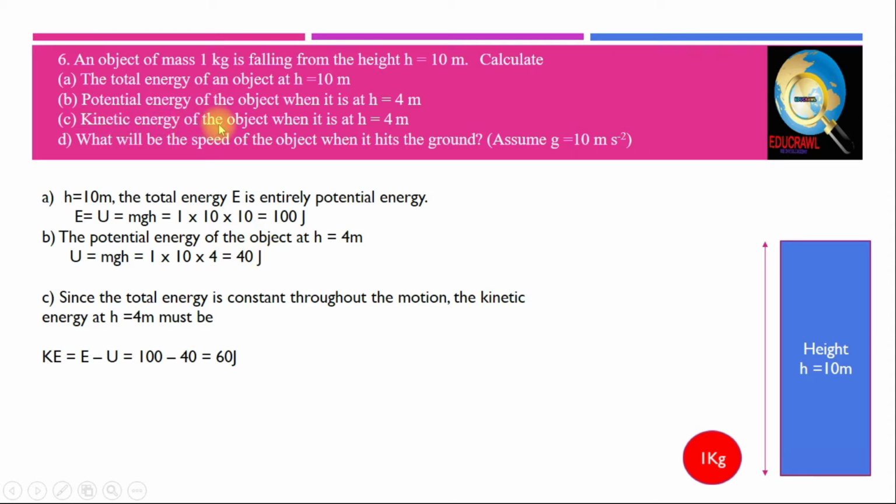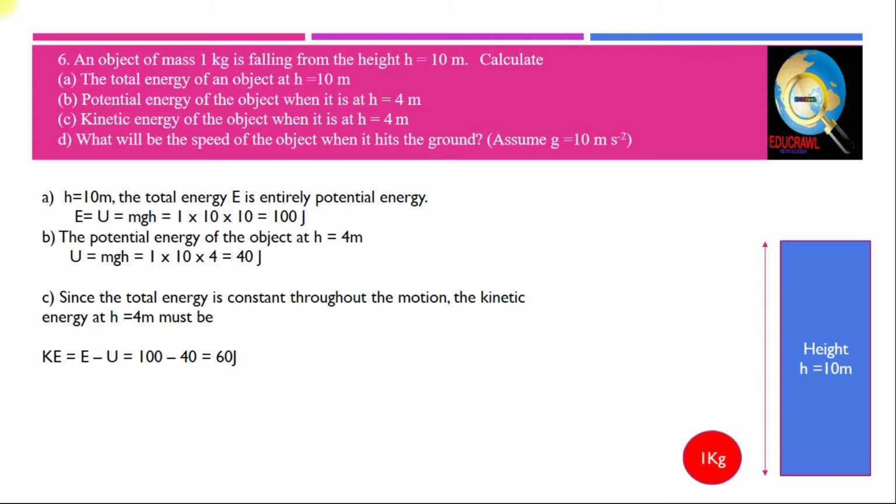Next we have to find the kinetic energy when it is at a height of 4 meters. But here velocity is not given. If velocity is given, only then can you find the kinetic energy. But we know the potential energy at h equal to 4 meters, that value is 40 joule. And the total energy, we know that it is 100 joule. So the sum of the energy will always be a constant, which will be 100 only. In this case, it will be 100.